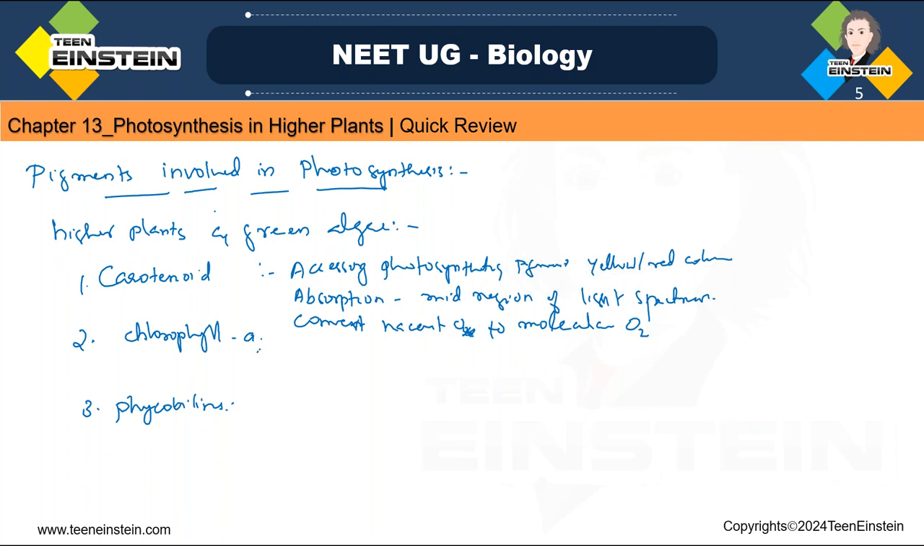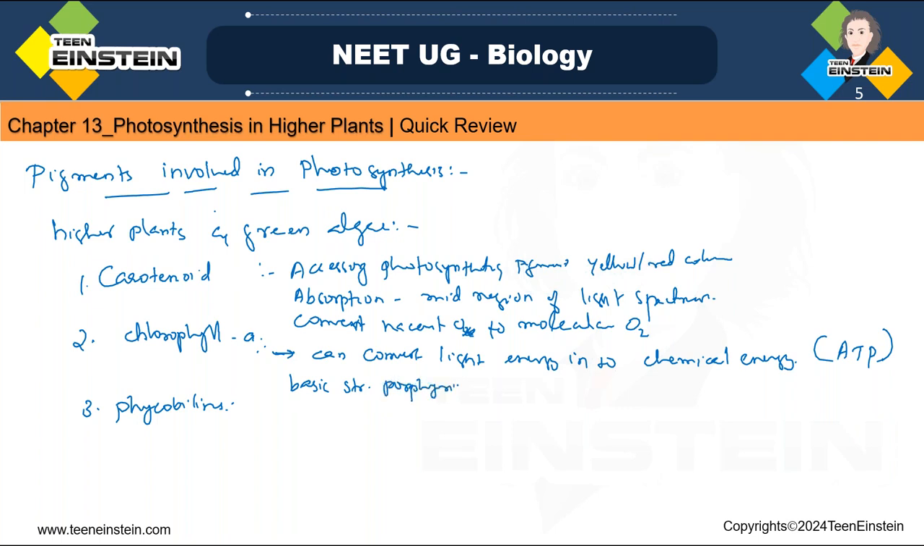Next comes chlorophyll A. Chlorophyll A is also an essential pigment in photosynthesis because it can convert light energy into chemical energy. Chemical energy, in the sense here, we can mention ATP. And the basic structure of all chlorophyll molecules is a porphyrin system.